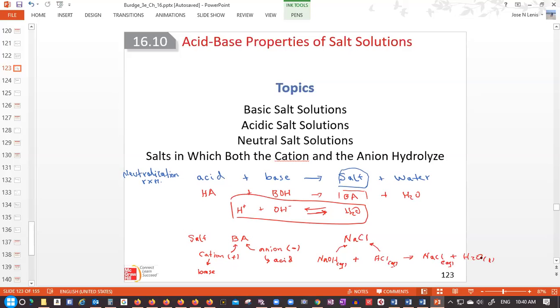And this is pure liquid. Here, this is aqueous. This is aqueous. And this is pure liquid. So once you realize that, you can identify the strength of the acid and base that is making the salt.